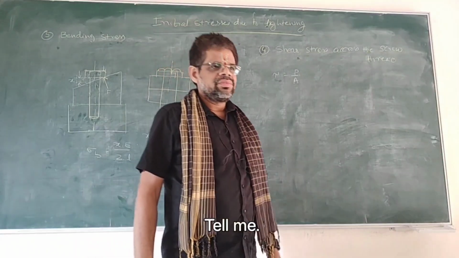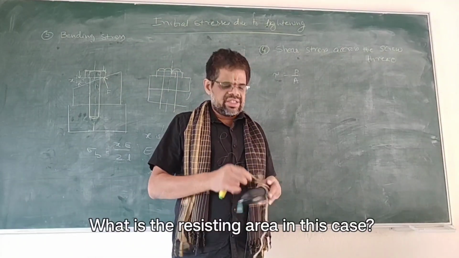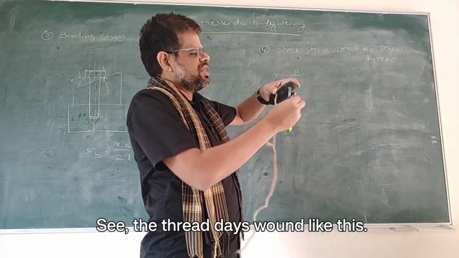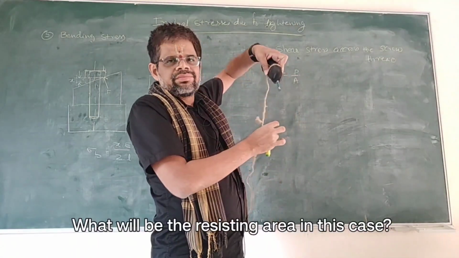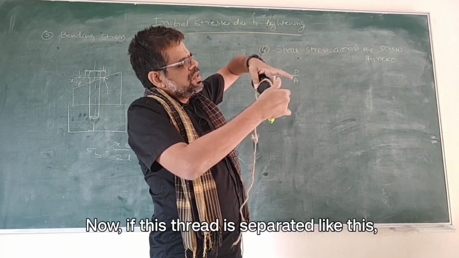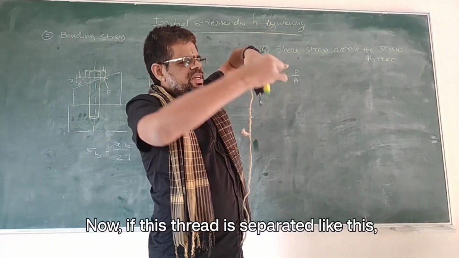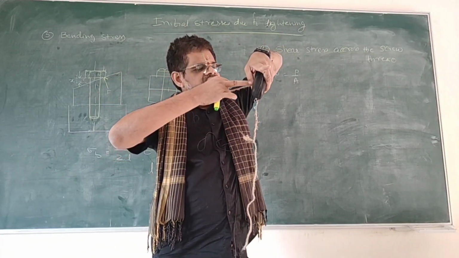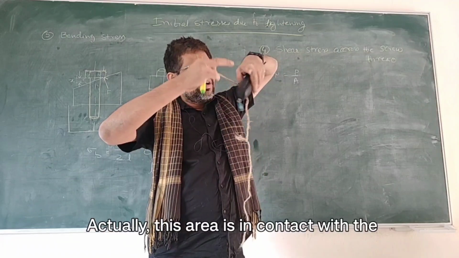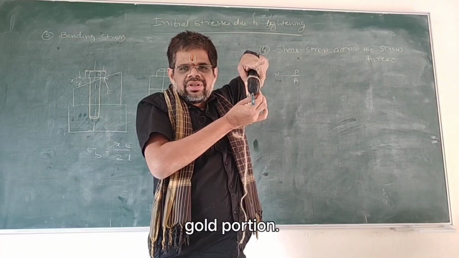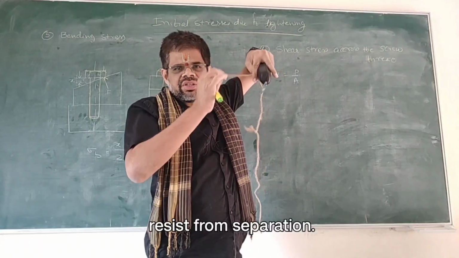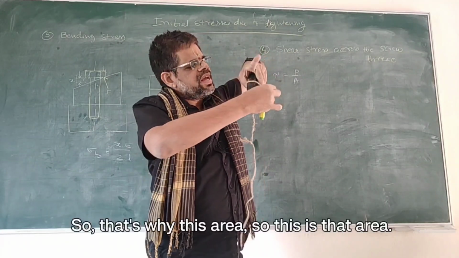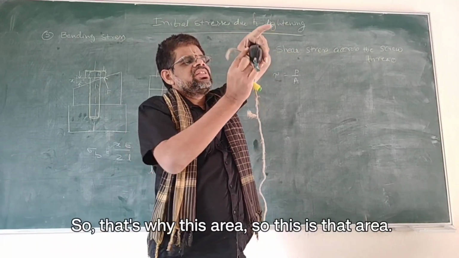Now what is the resisting area in this case? Tell me. What is the resisting area in this case? See, the thread is wound like this. What will be the resisting area? Now, if this thread is separated like this, actually this area is in contact with the bolt portion. So, if there is some force, this area will resist separation. Is it right or not? So that's why this area, so this is that area.